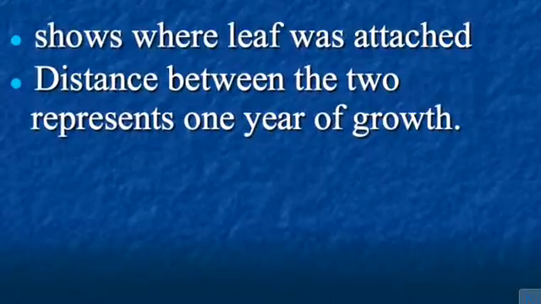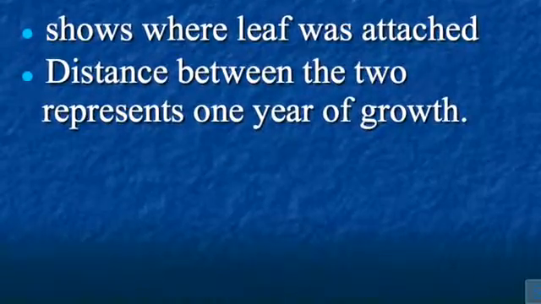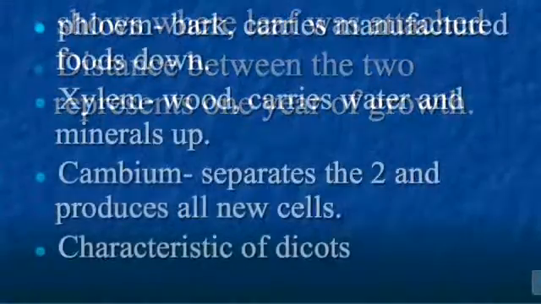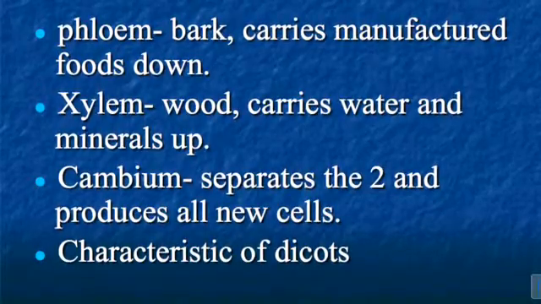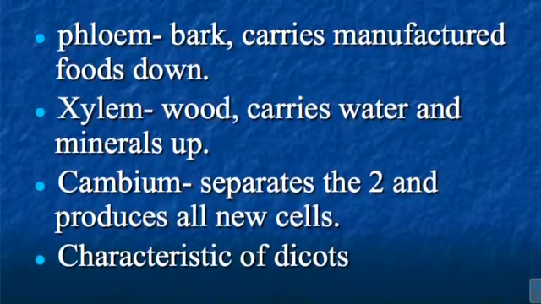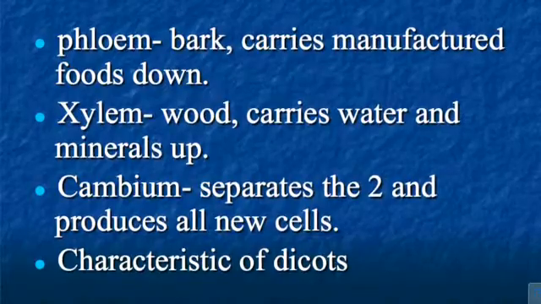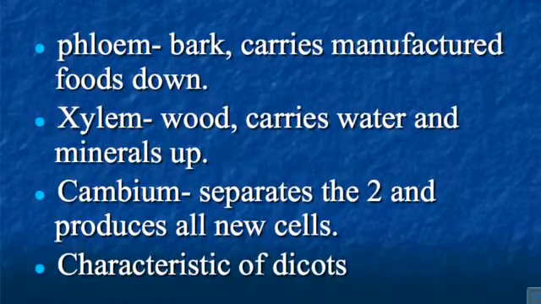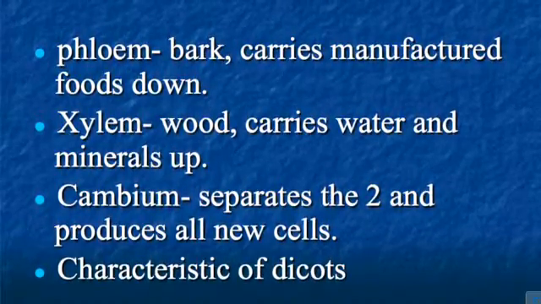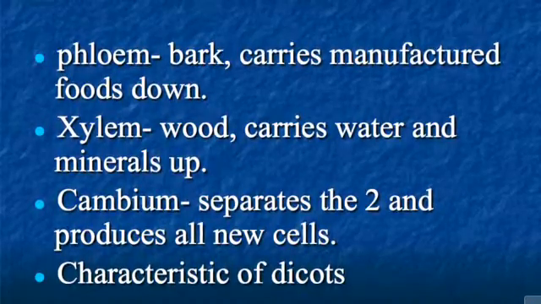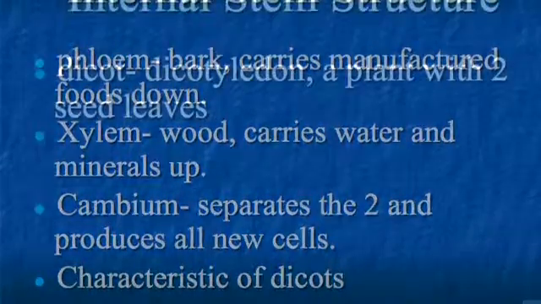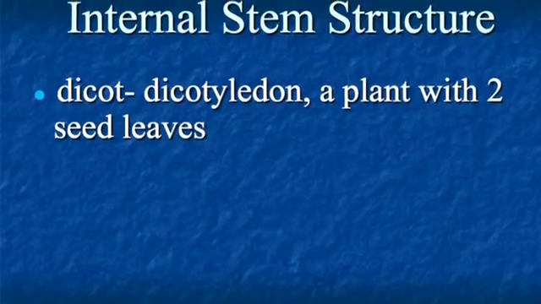The internal stem structure consists of phloem, which is basically the bark, and it carries manufactured foods down. I always think about things flowing down, as in the phloem. The xylem is the wood part, and it carries water and minerals up. The cambium separates the two and produces all new cells. And that's a characteristic of a dicot.